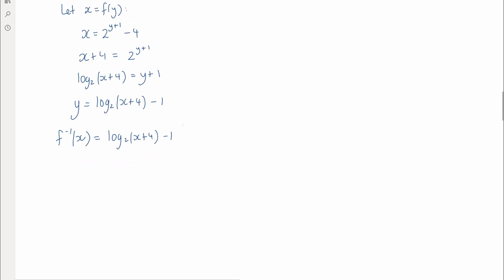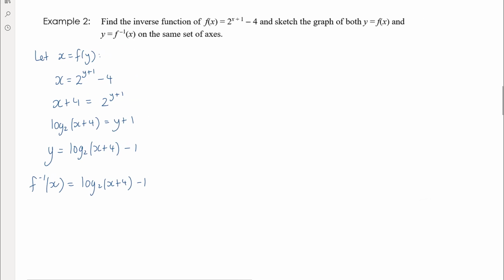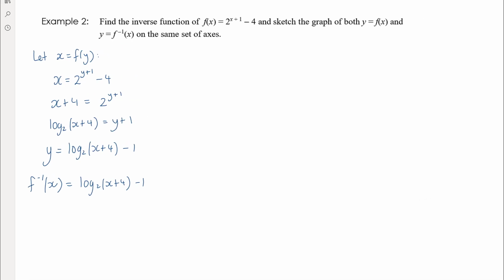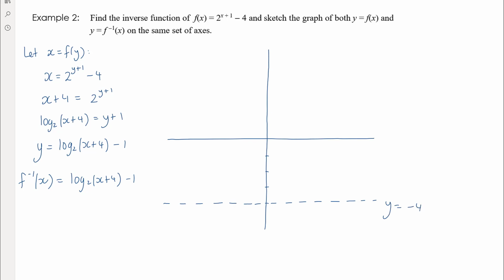Okay, let's focus on sketching that exponential graph. So it's an exponential with a base of 2. It has gone to the left by 2 and down by 4. No reflections. So my asymptote. Now we do want to be, because we're going to draw a function and its inverse on the same axes, we do want to try to keep things a bit square. So I'm going to use the same scale on my x-axis as I do on my y-axis. Sorry, that's a bit crooked. Okay, so y equals negative 4 is the asymptote.